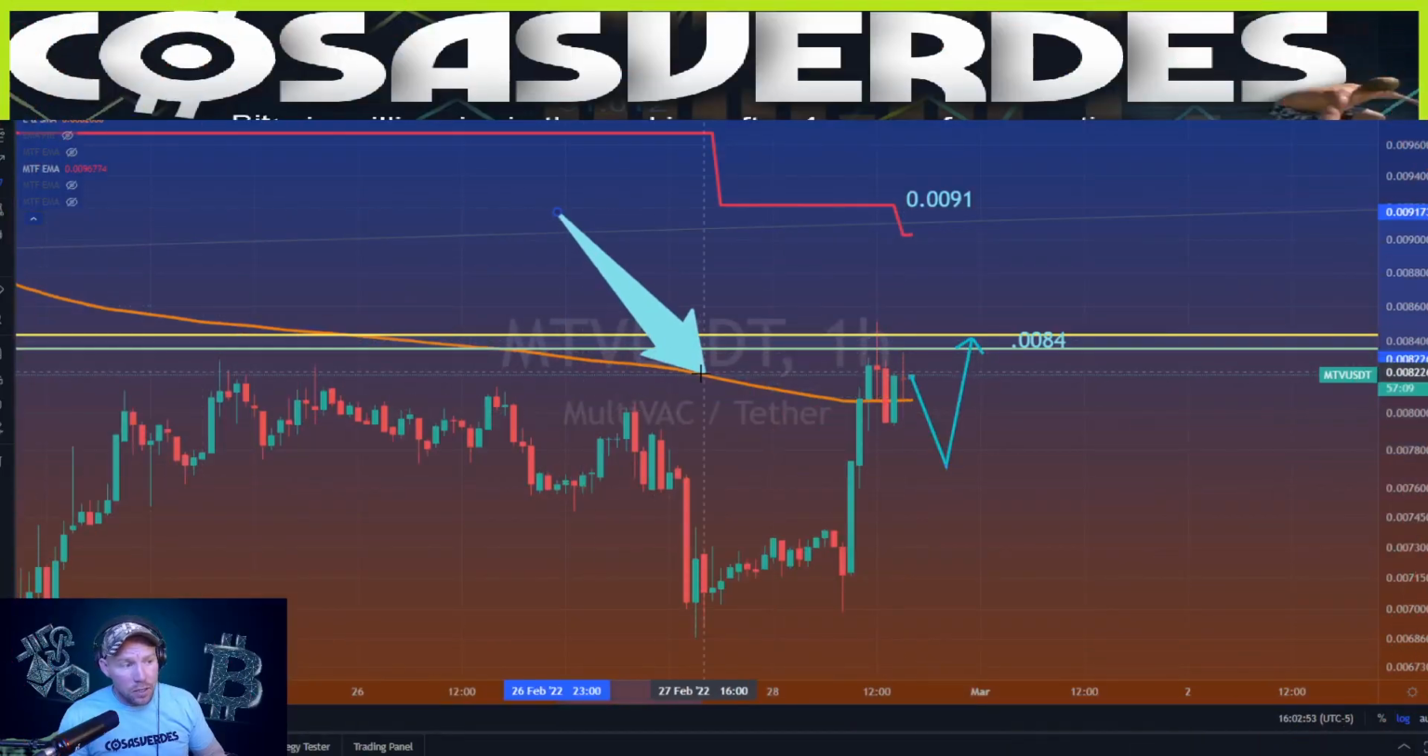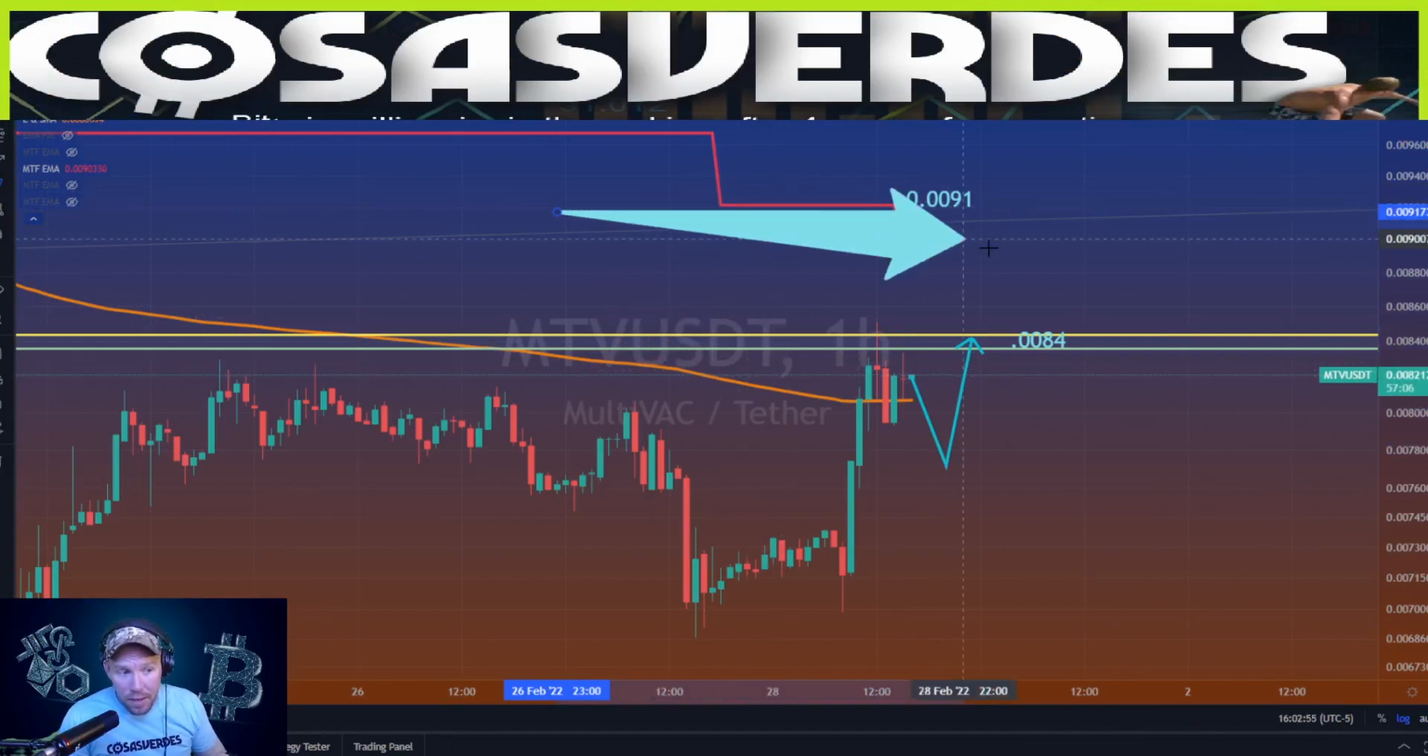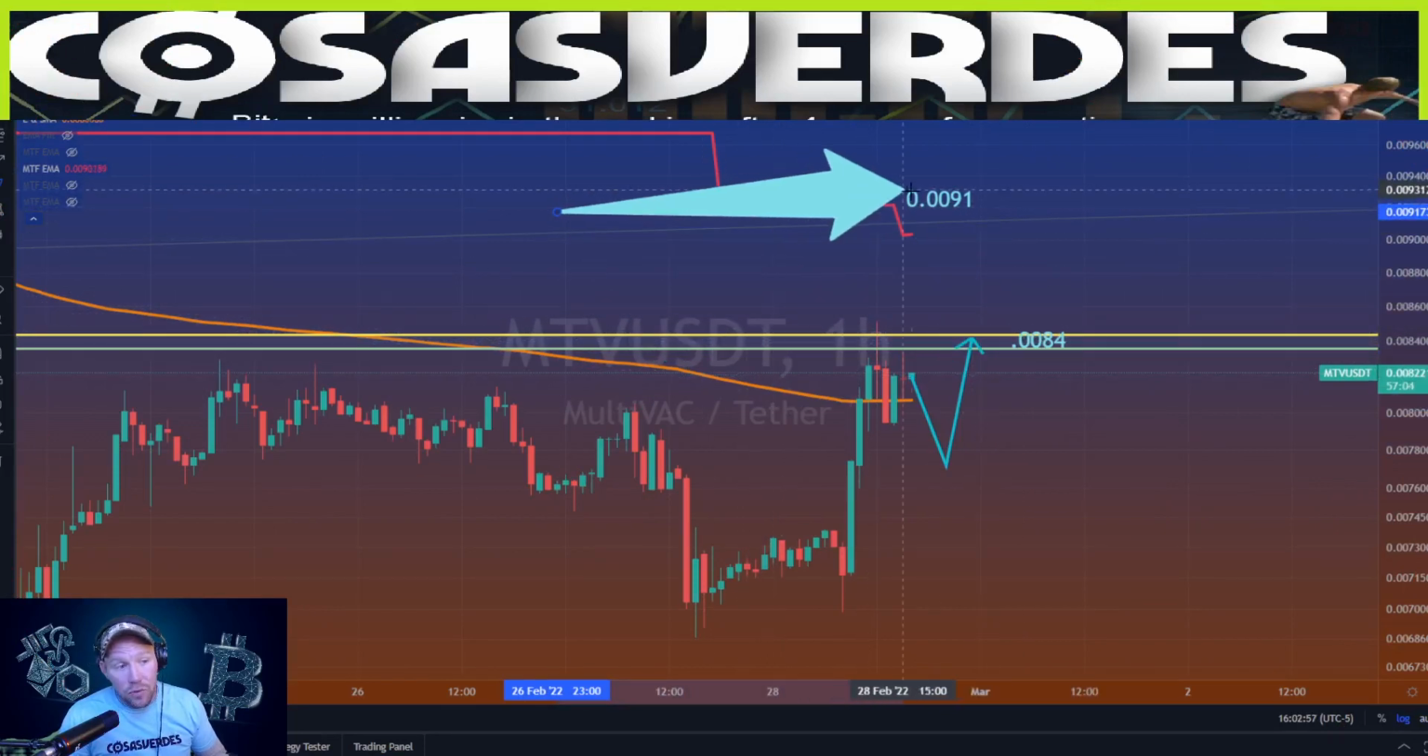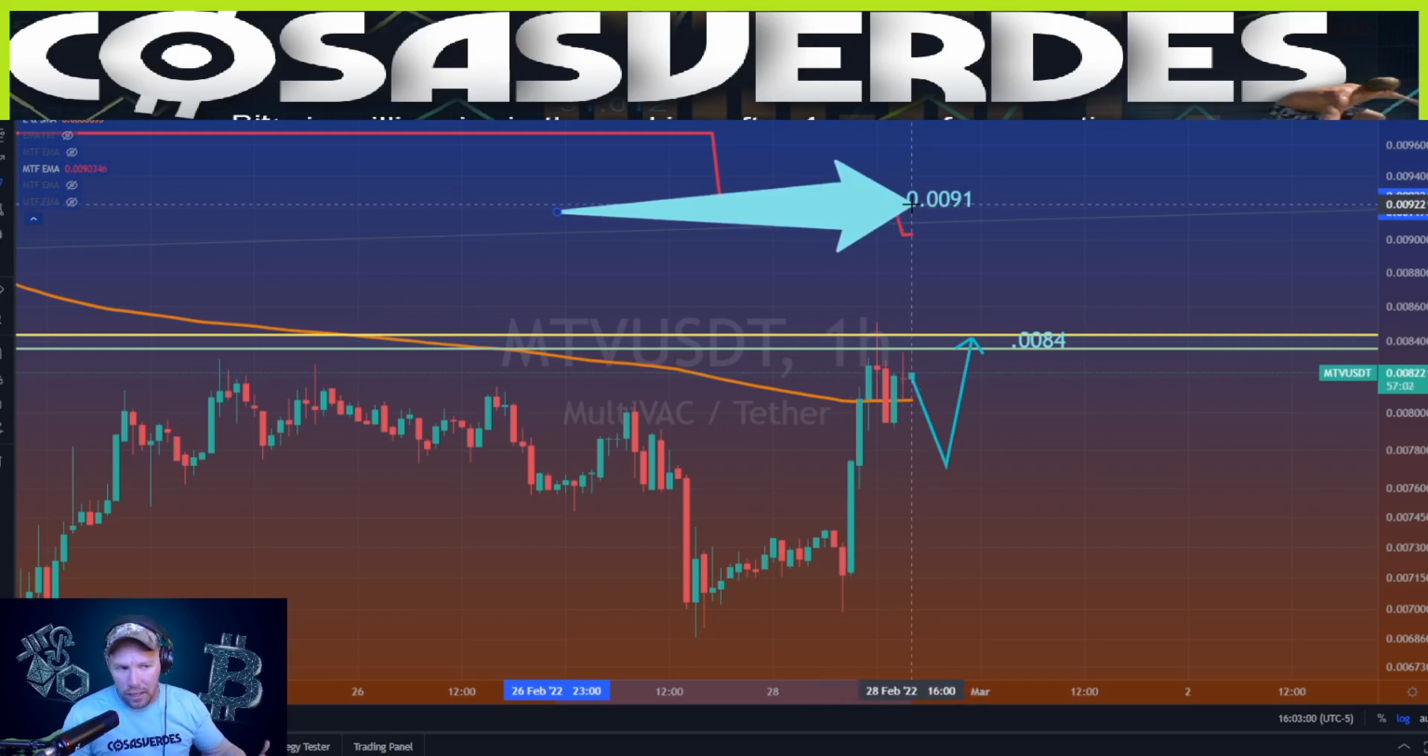In summary here, again, the three things: the 1 hour 200, the weekly 10 using the MTF EMA, and this horizontal here that I have labeled. And this would be my price target for the next 3 days. I think it'll get up to 0.0091.